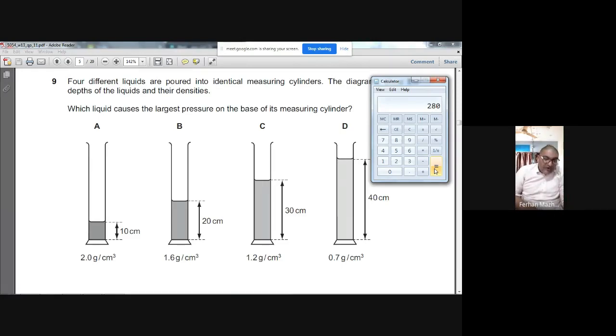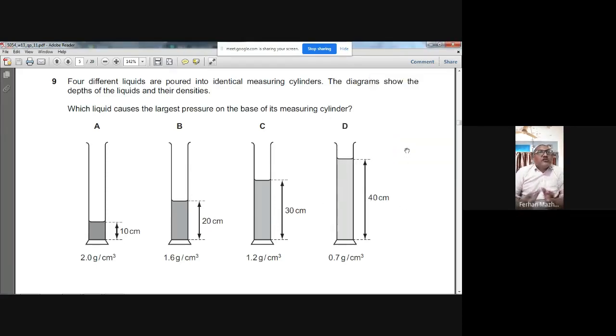So now you see we have calculated the pressure of the liquid in each cylinder, and now I can decide. The question was which liquid causes the larger pressure. So which one is causing the larger pressure? The largest answer I got is 360, and that is option C. So the option will be C. This is question number 9. C is the option.